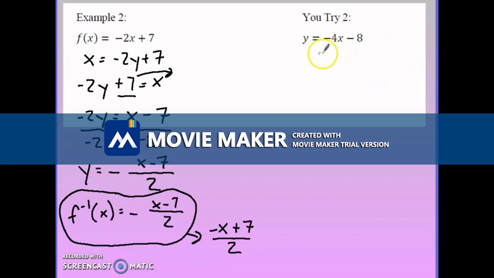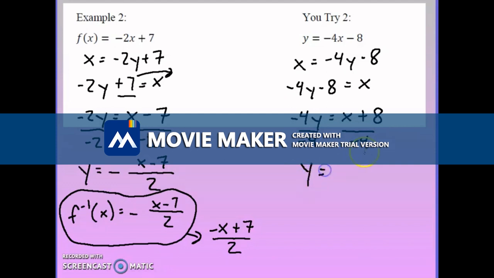All right, hopefully you paused. So this one would be x equals negative 4y minus 8. So negative 4y minus 8 would equal x. Bring the negative 8 over, so add the 8, so negative 4y equals x plus 8, and then divide by negative 4.